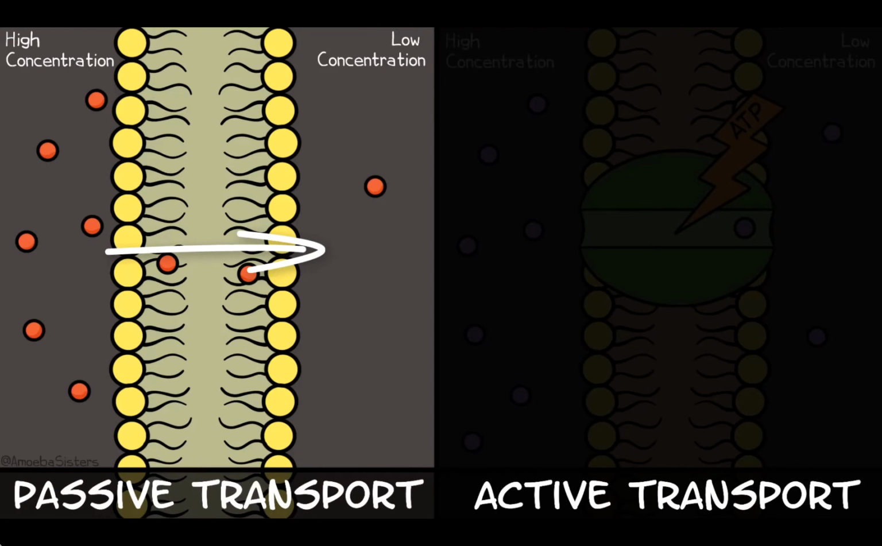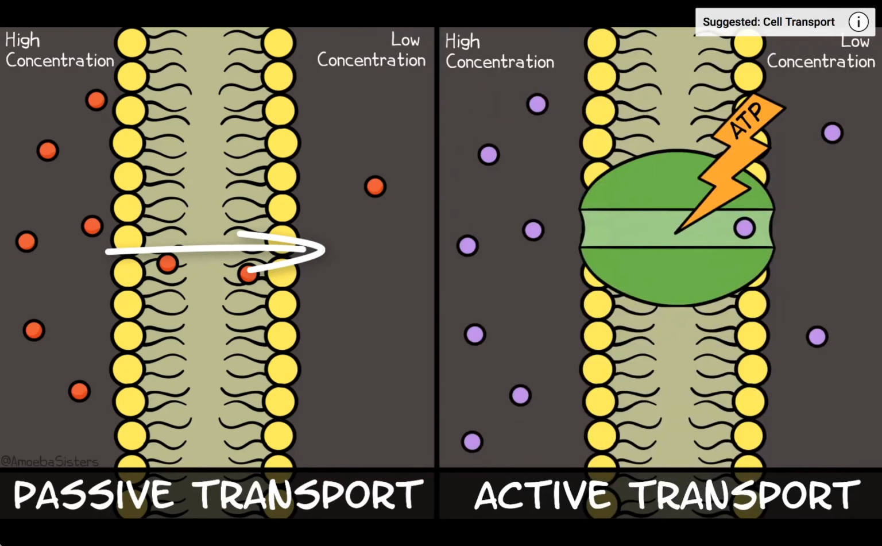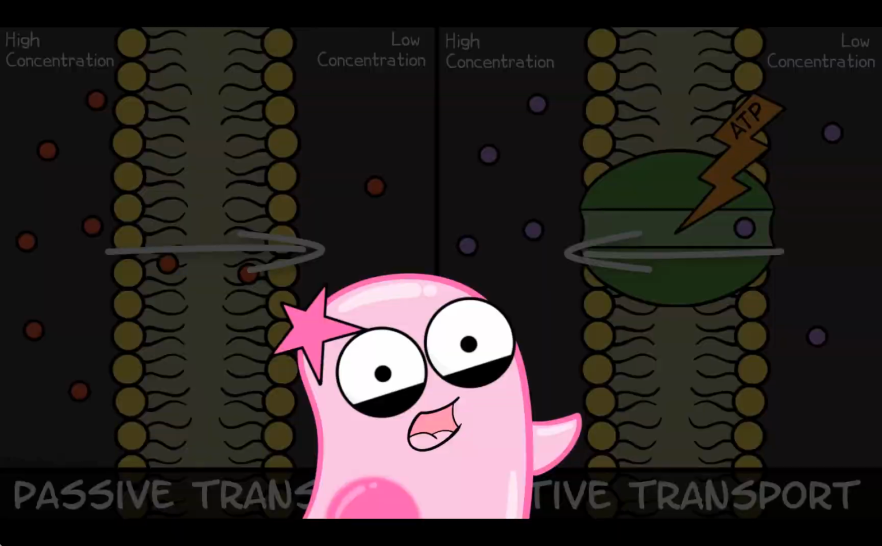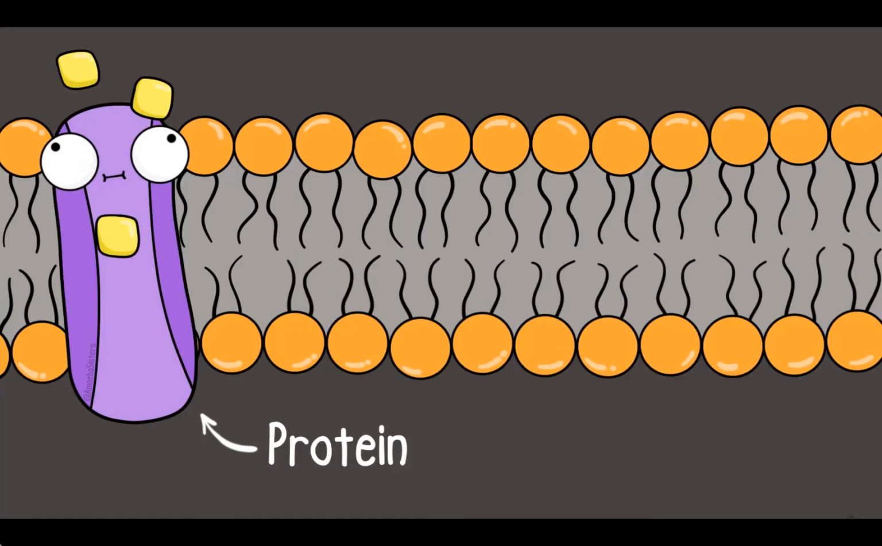Passive transport is different from other processes that we detail in our cell transport video, like active transport, where an input of energy is required. And speaking of our cell transport video, we outline that there is also a type of diffusion called facilitated diffusion.